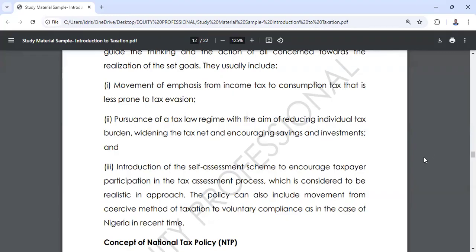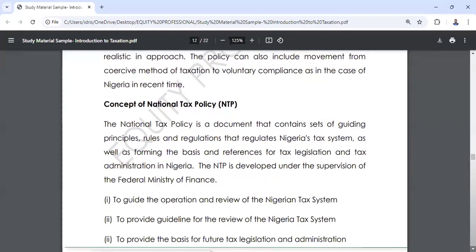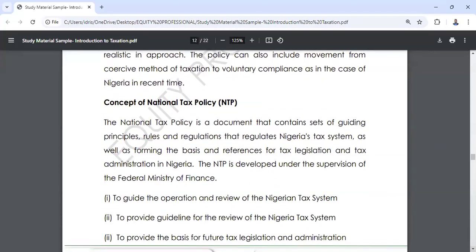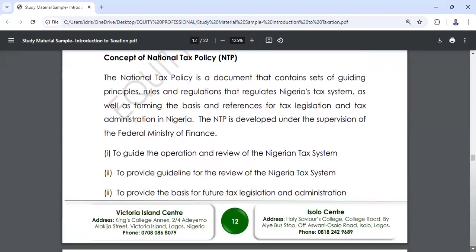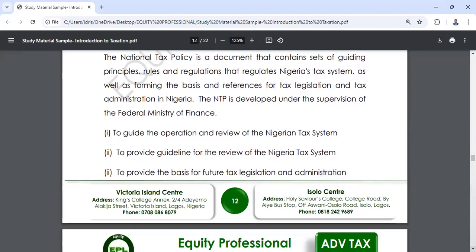In Nigeria, we have a tax policy called the National Tax Policy. It's a set of guidelines, principles, rules, and regulations that regulate the Nigerian tax system.